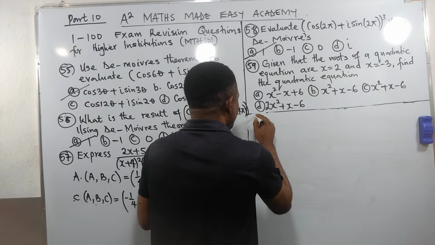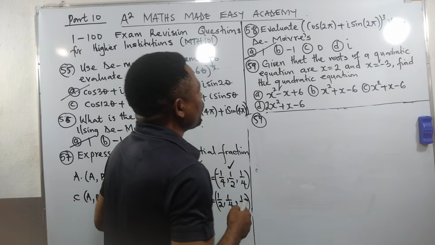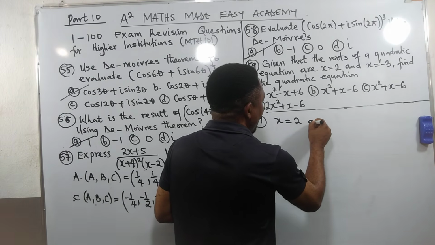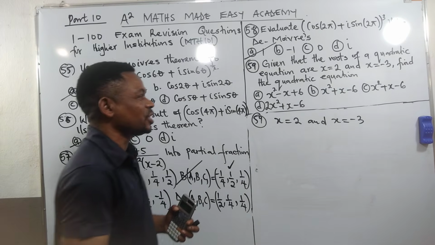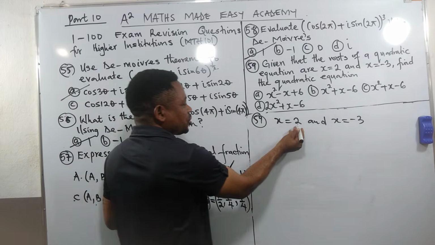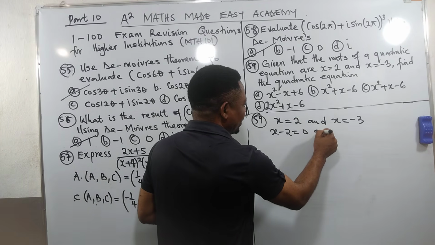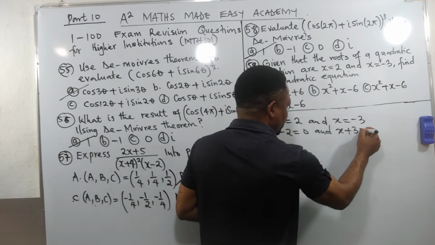Then question number 59, which is the last for part 10. Question number 59. Now observe this. Given that the roots of a quadratic equation are x equals 2 and the other x equals minus 3, find the quadratic equation. Very simple. Take 2 to the left, it becomes x minus 2 equal to 0. And take minus 3 to the left, it becomes x plus 3 equal to 0.